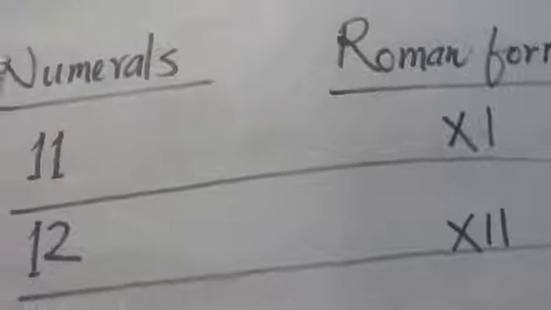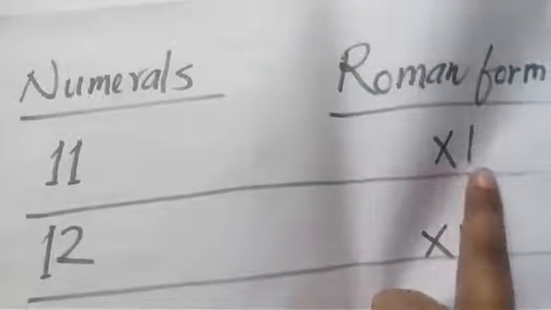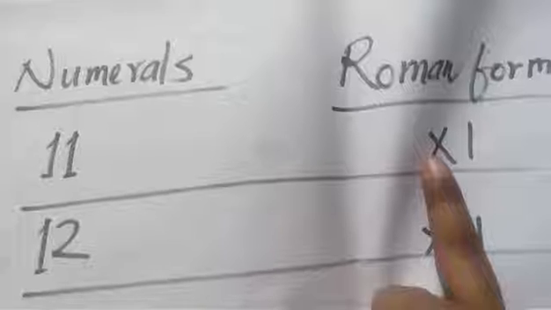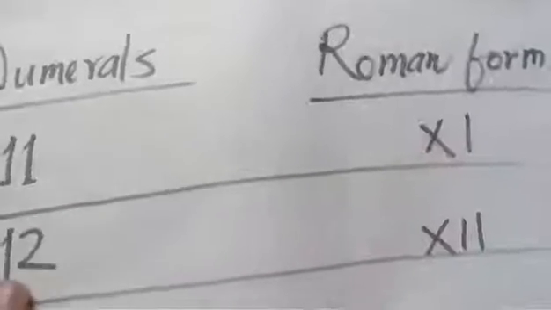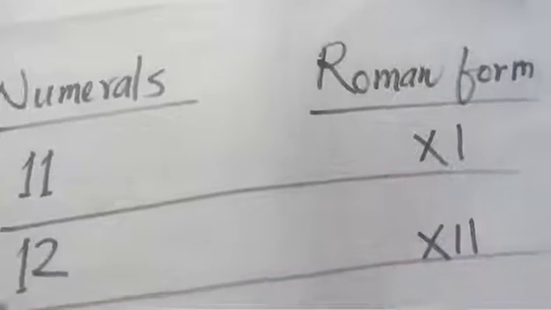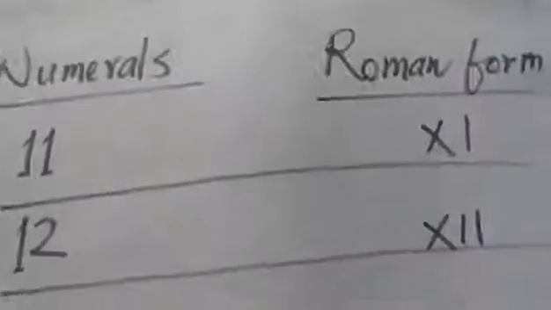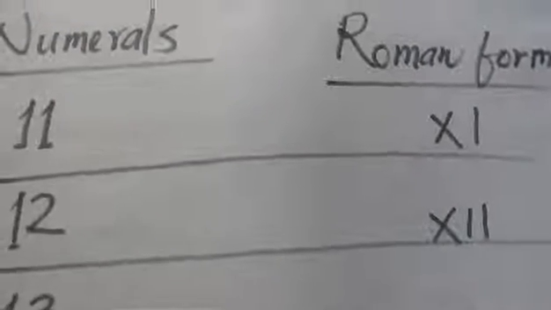11 is 10 plus 1, that is XI. 10 is written as X and 1 is written as I. 12 is XII, that is 10 plus 2. 13 is XIII, that is 10 plus 3. 10 is written as X and 3 is written as III. So 13 is XIII.